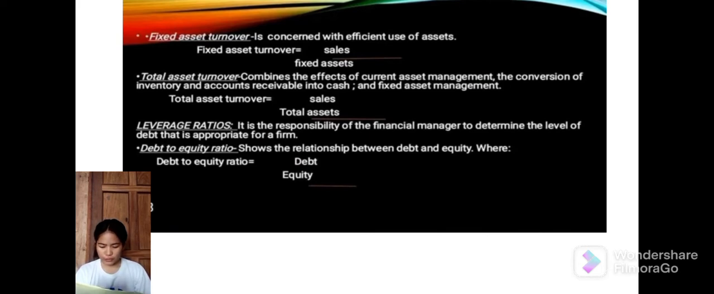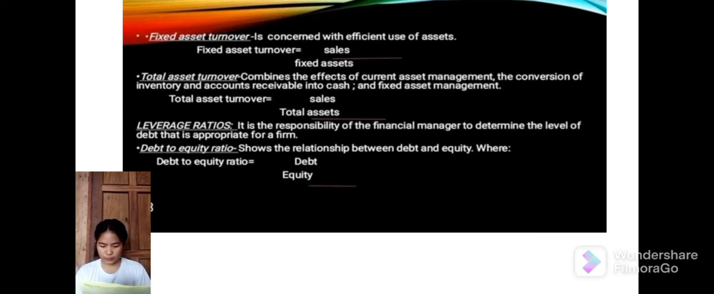For service firms, fixed asset turnover ratios are a better indicator of success. Fixed asset turnover looks at sales in comparison to the long-term assets of the firm, such as land, equipment, and plant. The formula is fixed asset turnover equals sales divided by fixed assets.